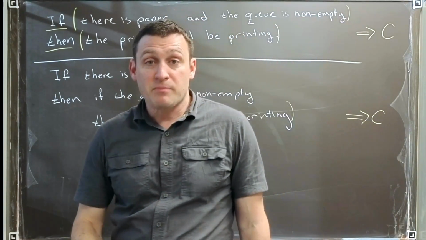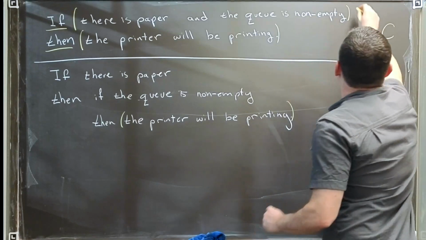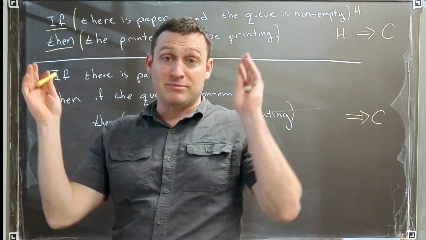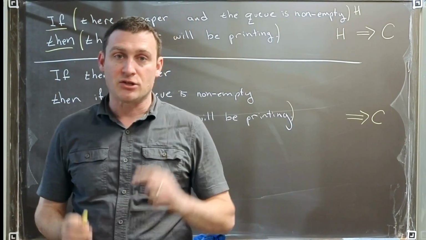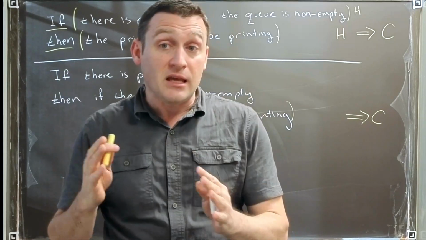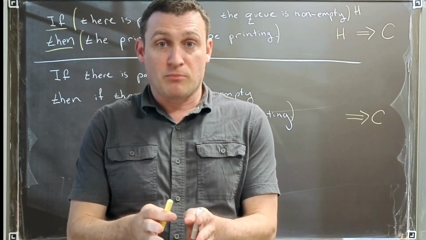There is paper and the queue is not empty. So let's call that thing H. This is the hypothesis that we have in the top. So we've now collapsed the entire premise on the top to one implication, H implies C. This brevity gives our brain time to think about what's happening. The manipulations that might be occurring will look simpler when they're small.